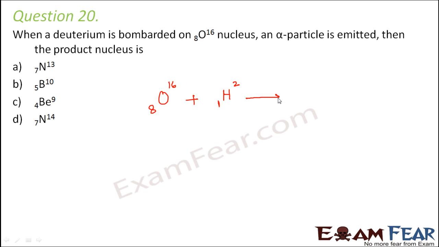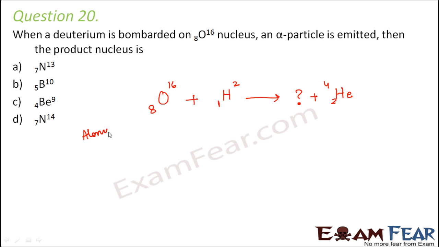Now what happens? An alpha particle is emitted. The alpha particle is basically a helium nucleus. And now we have to find out what is the other product. What is the other nucleus which is produced here? For that, if we are able to identify the atomic number and mass number of this unknown nucleus, we should be able to guess what that nucleus is. So let us quickly remember the concept of conservation of atomic number and conservation of mass number.